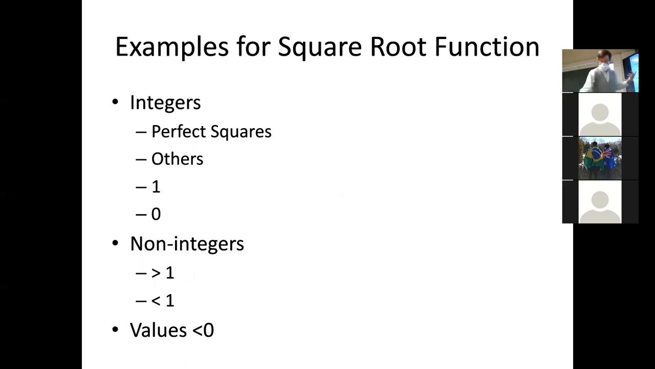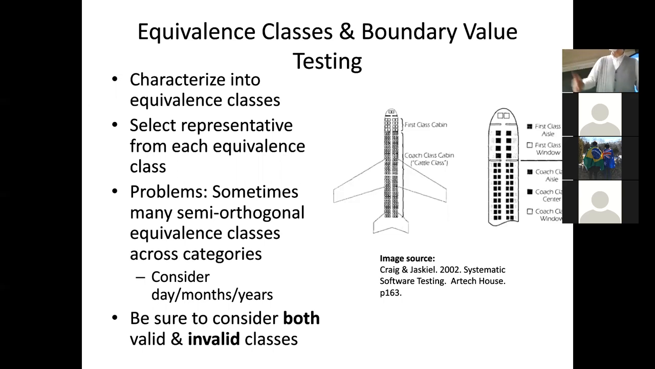For a square root function, what would you put into place? Give me some ideas for square root. Suppose there's a function that takes double precision numbers and returns a double precision number, the square root of the one you gave it. What are some equivalence classes you try it with? Yeah, Risa. Okay, you give it a negative number, and hopefully it should return some sort of error.